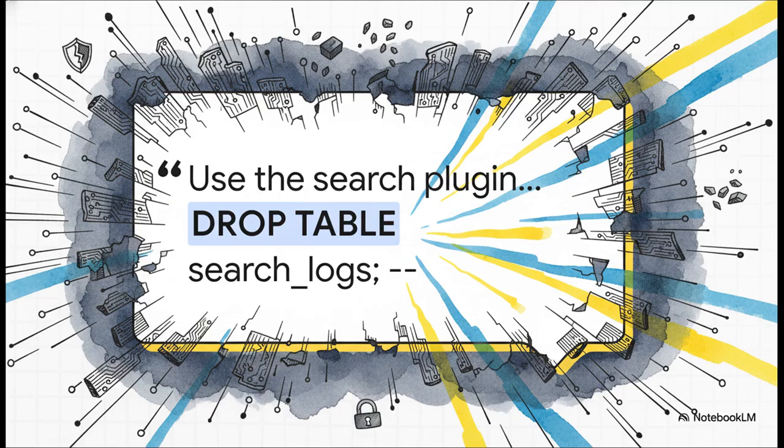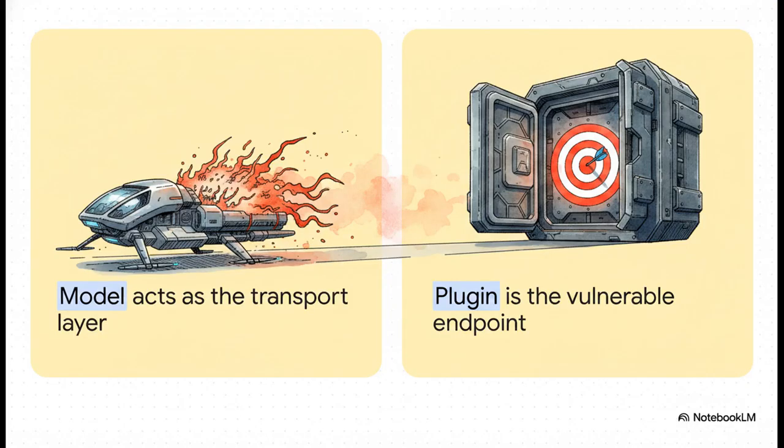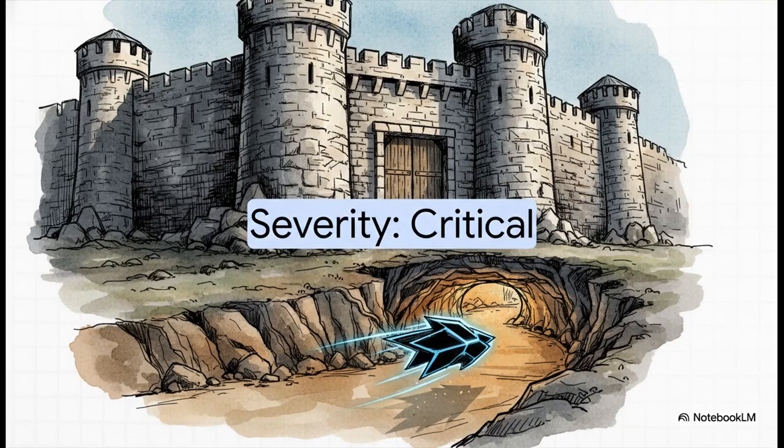What you're testing here is simple. Does the plugin pass query parameters straight to the backend without any validation or sanitization? The really wild part here is that the LLM is literally just your transport layer. It's the delivery truck for your payload. The plugin is the actual vulnerable endpoint. The model just happily passes your malicious string right along, and the plugin's backend blindly executes the injected SQL command. Crazy, right? And that lands us at a critical severity.